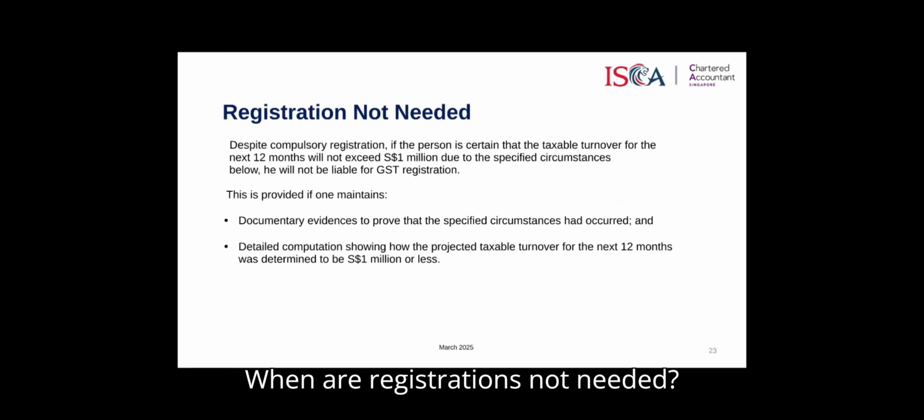When a registration is not needed, despite the compulsory registration requirements: if the person is certain that the taxable turnover for the next 12 months will not exceed 1 million Singapore dollars due to their circumstances, he will not be liable for GST registration. This is provided the taxable business can maintain documentary evidence to prove that the specified circumstances have occurred, and a detailed basis on how he came to the conclusion that his projected taxable turnover for the next 12 months will be 1 million Singapore dollars or less.